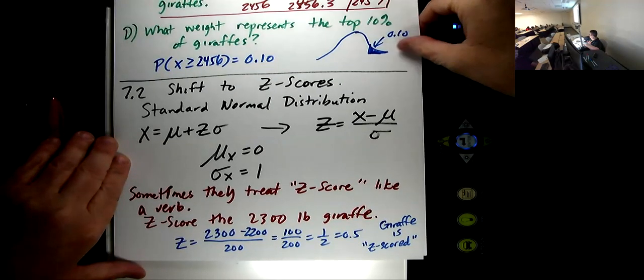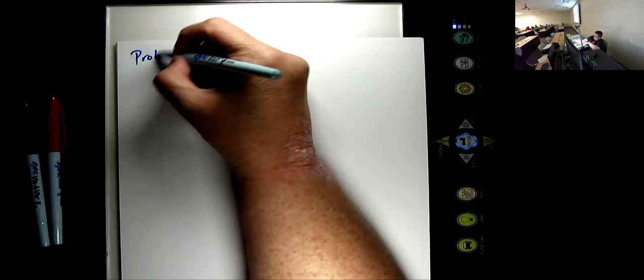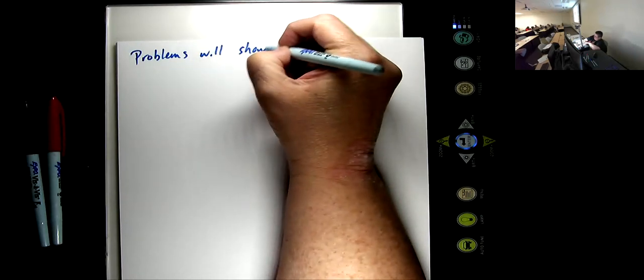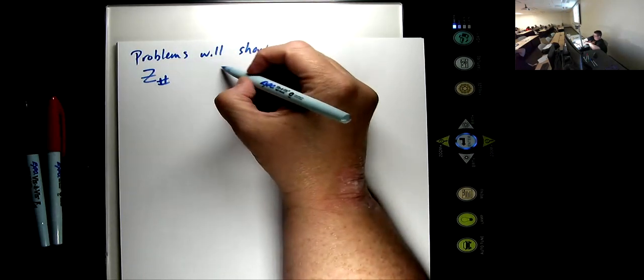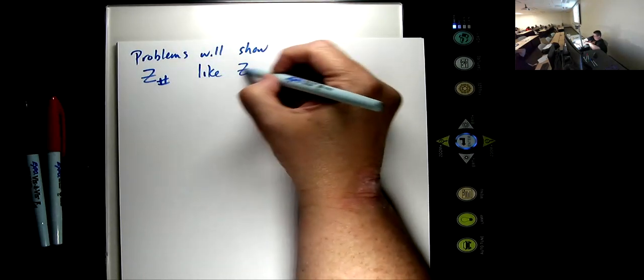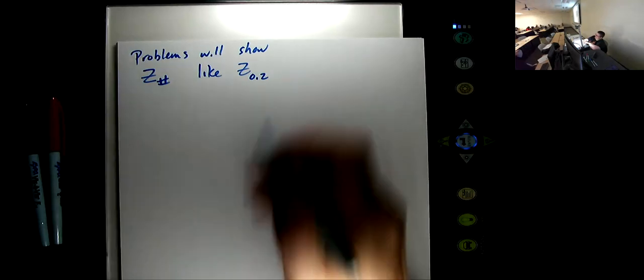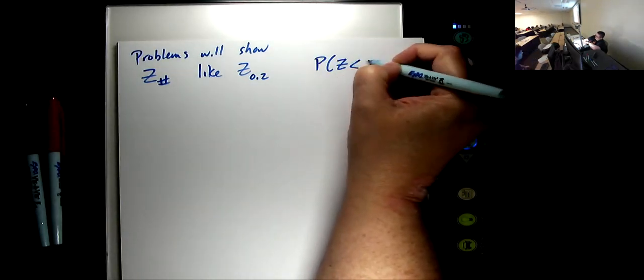All right, so a little more information to throw at you. Sometimes the problems will show you things like this. Z with a number here, like Z 0.2. What this means is find the probability that Z is less than 0.2.